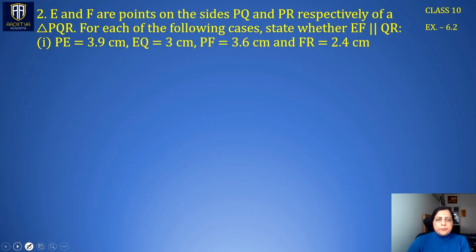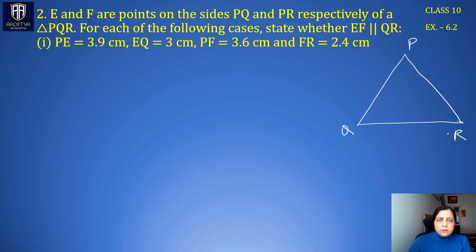The next question is, E and F are points on the sides PQ and PR respectively of triangle PQR. He's saying E and F are points on sides PQ and PR. E is a point on PQ and F is a point on PR. Now for each of the following cases, state whether EF is parallel to QR or not. So here we have to check whether EF is parallel to QR or not. So here the converse of BPT comes into play.